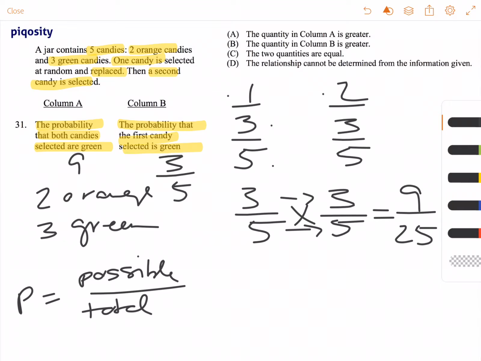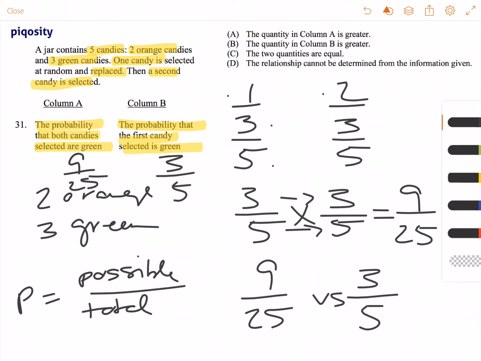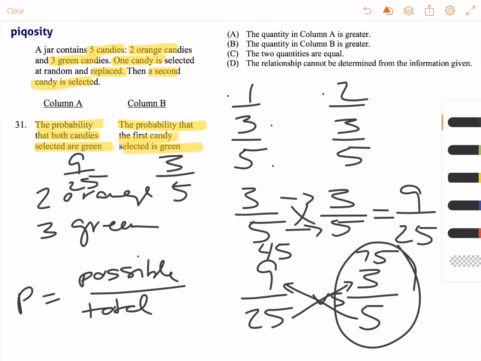And you can compare these fractions just to make sure by multiplying the base or the denominator to the numerator of the opposing fraction, 45 and 75. This means that this fraction is the larger of the two.